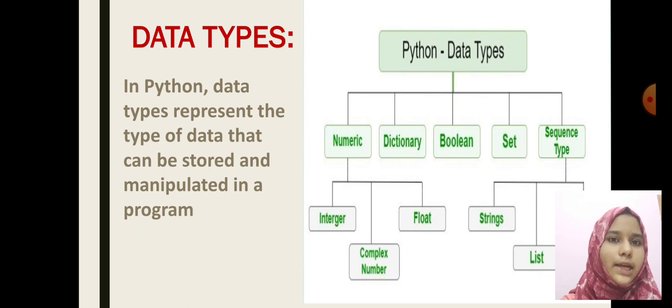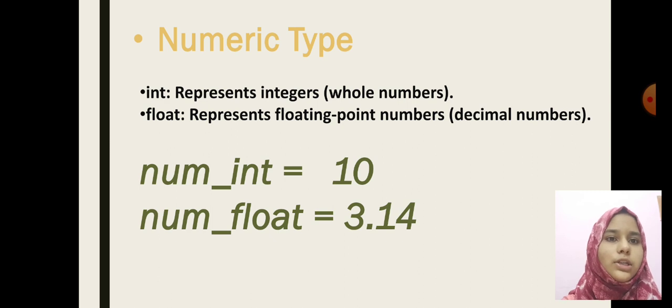Here comes the second topic of the day, that is the data types. In Python, the data type represents the type of data that can be stored and manipulated in a program. There are different data types. The first one we'll see is the numeric data types, such as int, float, etc. The int represents the integers, the float represents the floating point numbers.